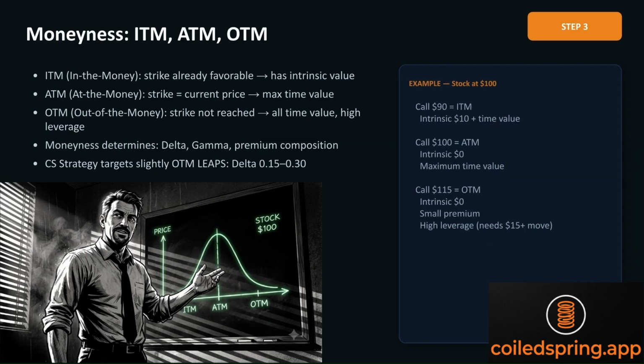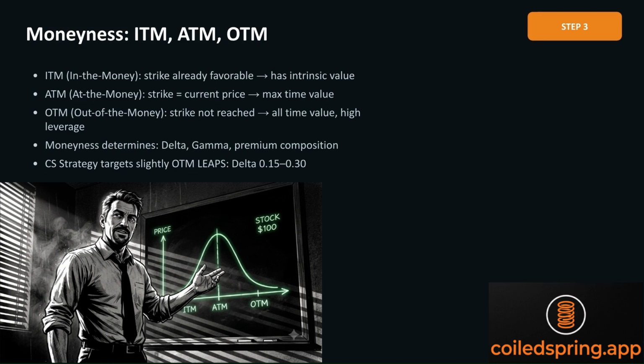ATM, at the money. A call option is at the money when the stock price is exactly at, or very close to, the strike price. If you exercised right now, you'd break even. Intrinsic value is 0. But here's the interesting part. Time value is at its maximum when an option is at the money. Why? Because the uncertainty is highest right at the strike. The stock could go either direction. The market prices that maximum uncertainty with maximum time value. ATM options are the most time value-rich options available.